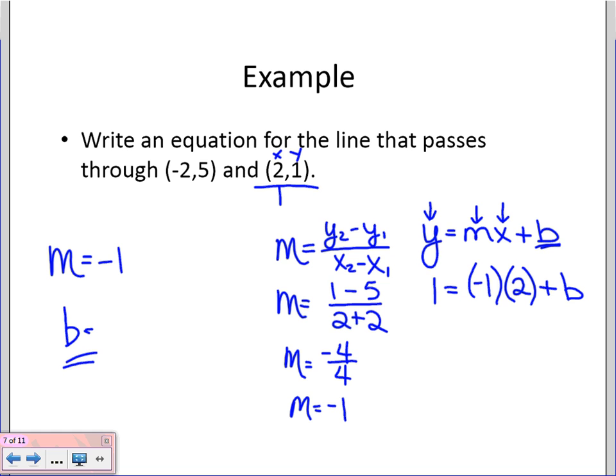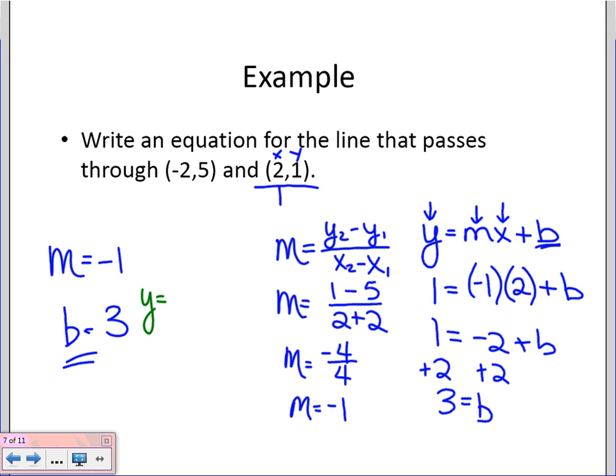And we're trying to find our b. So we have 1 equals negative 2 plus b, add 2. And our b is 3. So our slope-intercept form is y equals negative x, or negative 1x, plus 3.